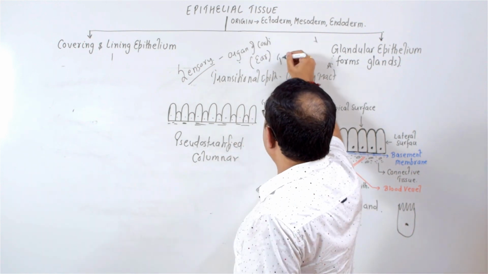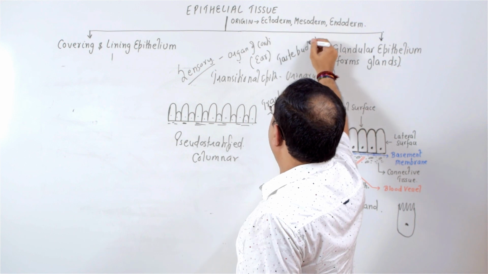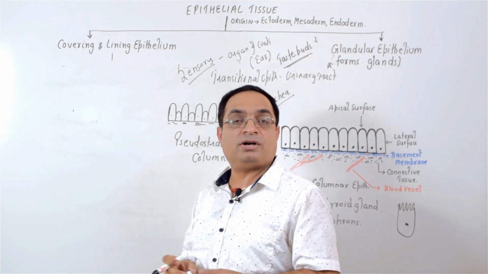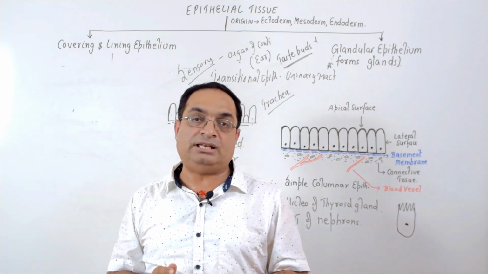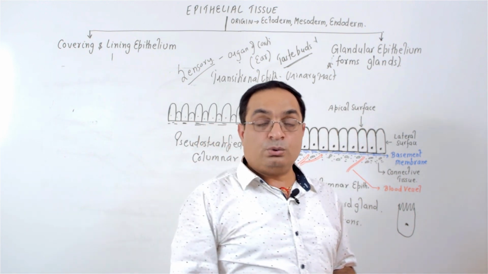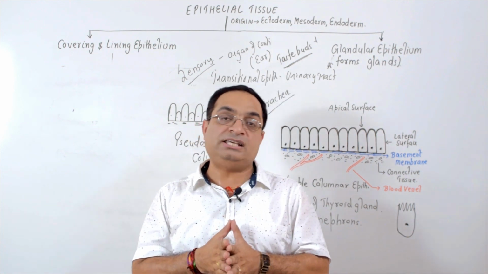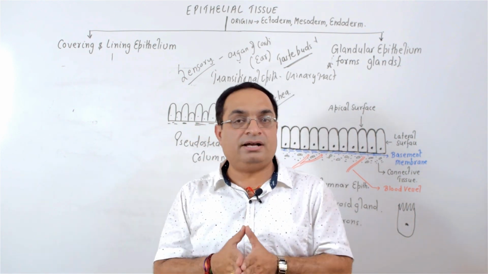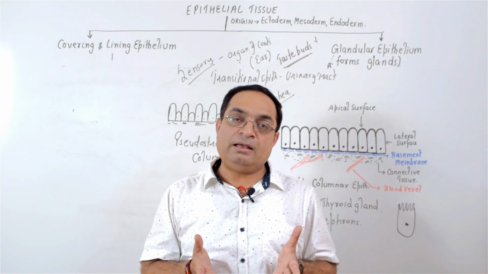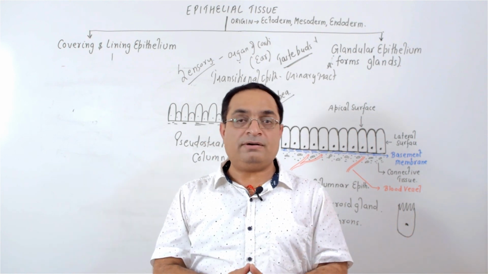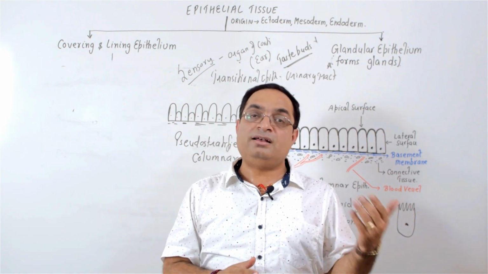The taste buds also have the taste receptors or the gustatory receptors, which are modified columnar epithelial cells. So that was about the epithelial tissue. In a nutshell, we have seen that epithelium can be classified into covering and lining epithelium and glandular epithelium. We will discuss glandular epithelium in our coming lectures.